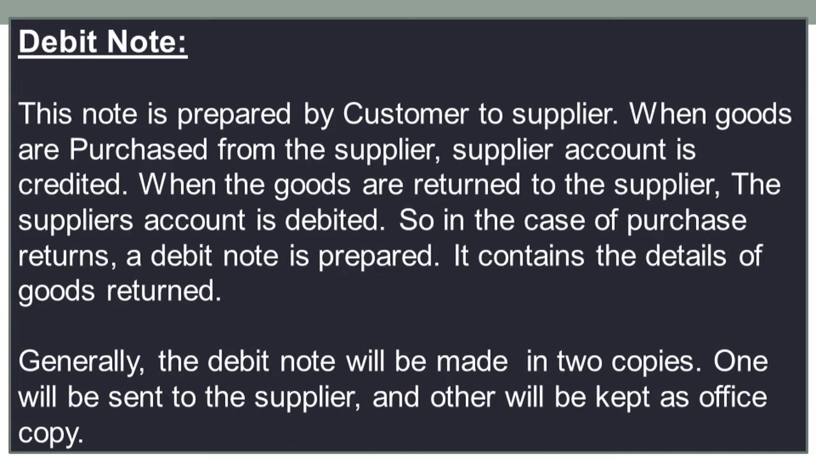This note is prepared by customer to supplier. When goods are purchased from the supplier, the supplier's account is credited. When the goods are returned to the supplier, the supplier's account is debited. So, in the case of purchase returns, a debit note is prepared. It contains the details of goods returned. Generally, the debit note will be made in 2 copies. One will be sent to the supplier and the other will be kept as office copy.